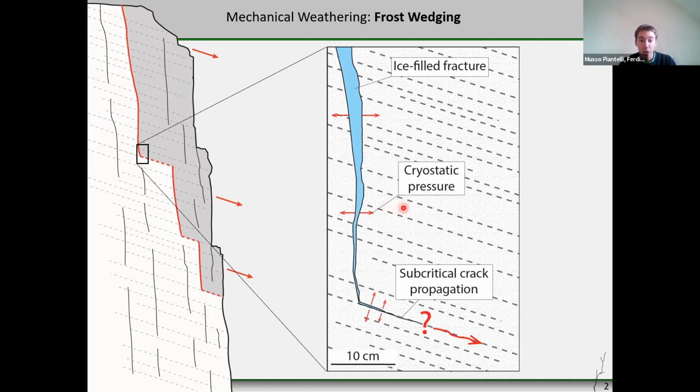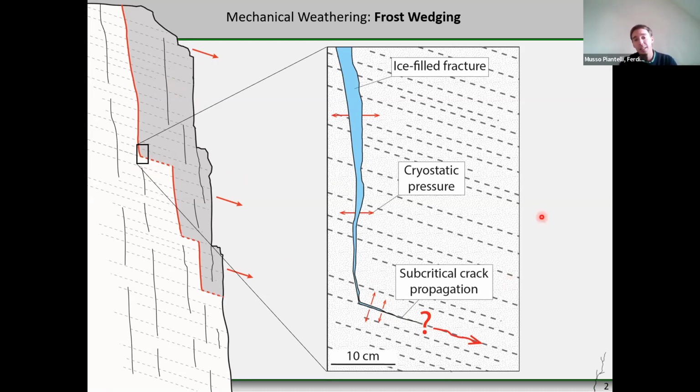That generates a cryostatic pressure that increases the stress at the tip of the fracture. If the stress is enough, it overcomes the rock strength, and then it leads to crack propagation. If this crack propagation is well directed and breaks the intact rock bridges, then we have a rockfall event. So this process of frost wedging is believed to be a very crucial and very hazardous one.